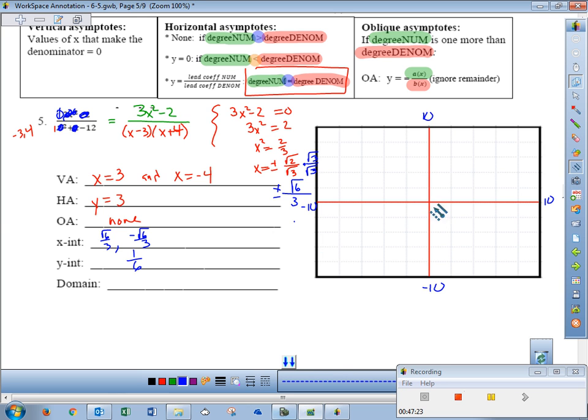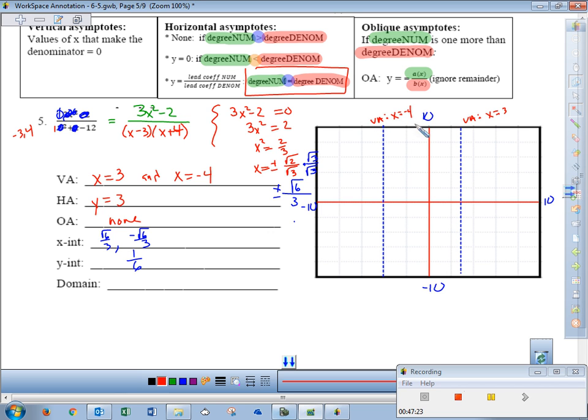X equals 3, so this is 2, 3. VA, x equals 3. I got another one at x equals negative 4. I'm just going from the top of my work blanks here down, just graphing everything that I possibly can. I have graphed both vertical asymptotes.